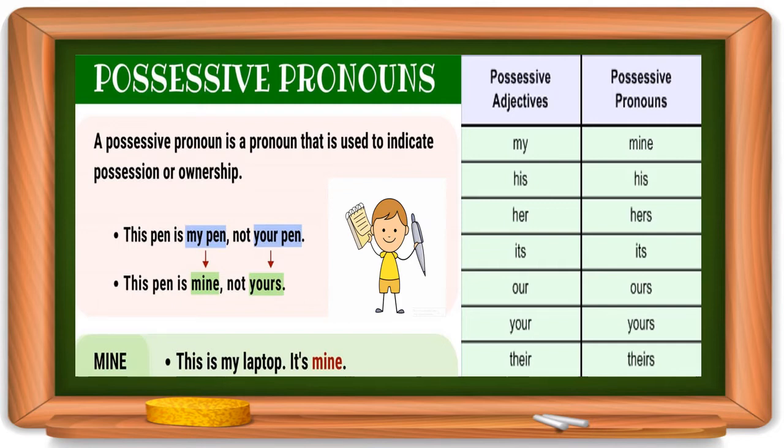In next sentence, this is my laptop, it's mine. Here, mine is possessive pronoun which is going to show the possession. Here in this table, possessive adjectives are given and possessive pronouns are given. My, his, her, its, our, your, their. These are possessive adjectives, and mine, his, hers, its, ours, yours, theirs. These are possessive pronouns.